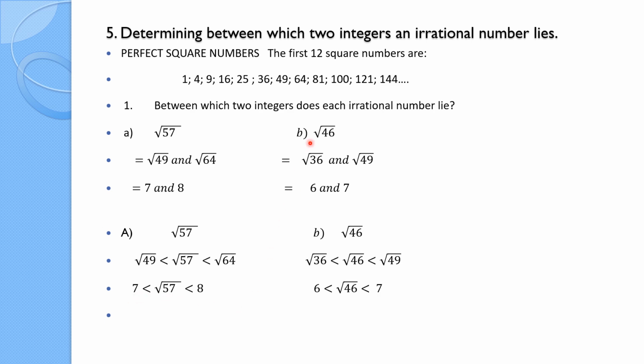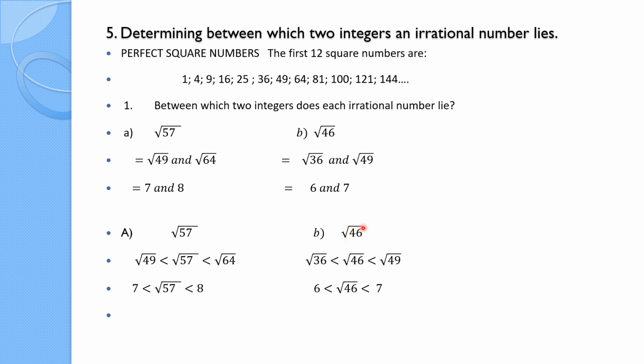Look at the second example, square root 46. So 46 falls between 36 and 49. There, do you see that? So therefore, square root 46 would fall between the perfect squares, square root 36 and square root 49. Square root 36, which equals 6. Square root 49, which equals 7. So therefore, square root 46 would give me an answer between 6 and 7.